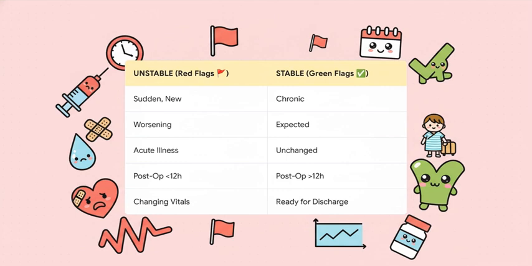In the unstable column, you've got all those red flags: sudden, new, changing, acute, post-op less than 12 hours. Those are your see me now words. And in the stable column, your green flags: chronic, expected, unchanged, ready for discharge. Go ahead and screenshot this, write it down, whatever you need to do to burn it into your brain.